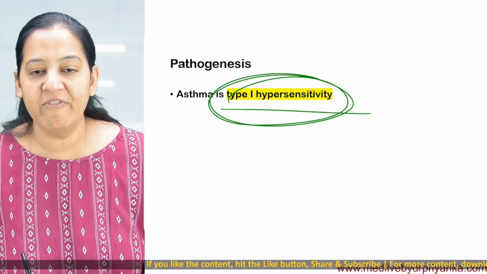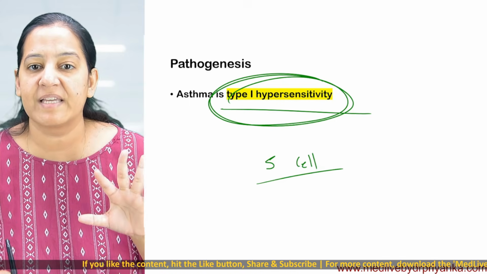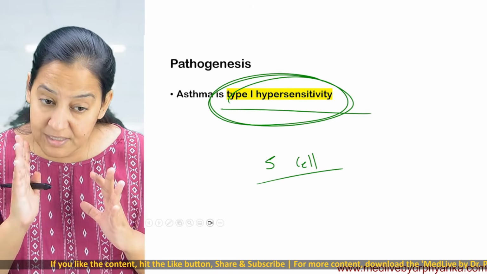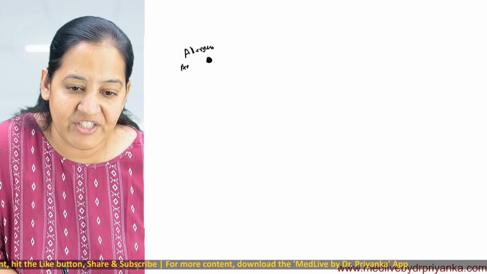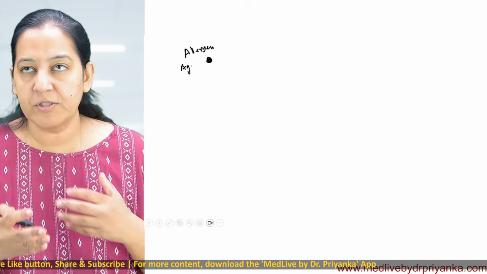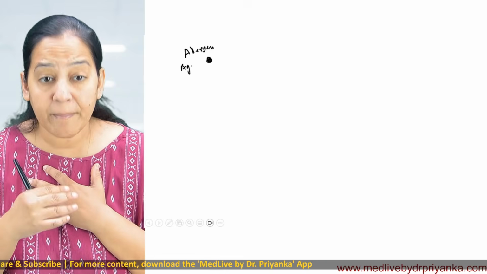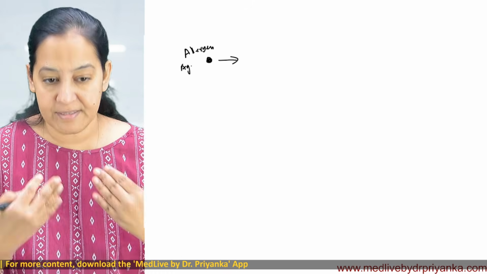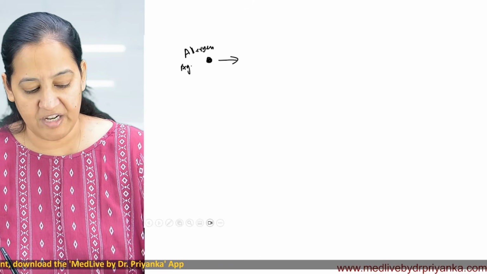I will draw. In type 1 hypersensitivity, in the human body, 5 immune cells get activated one by one. You have to learn the sequence of those 5 cells. So suppose this is the allergen. The allergen can be anything. You can call it antigen, foreign antigen. Suppose my allergen is dust, I am allergic to dust, or my allergen is a particular pollen grain. So I am inhaling it, so the allergen is going inside me. As soon as the allergen enters the subject, 5 cells are going to be activated one by one.